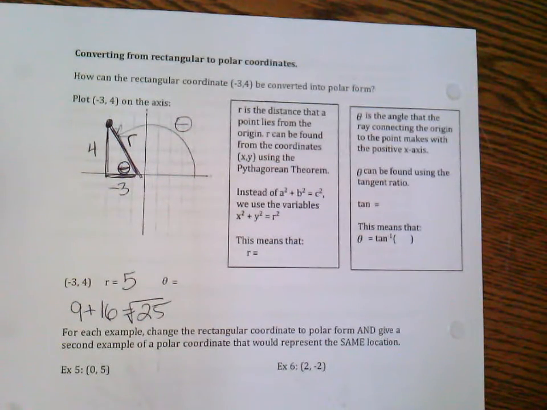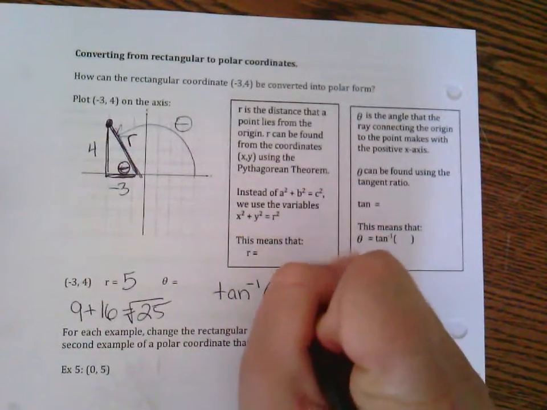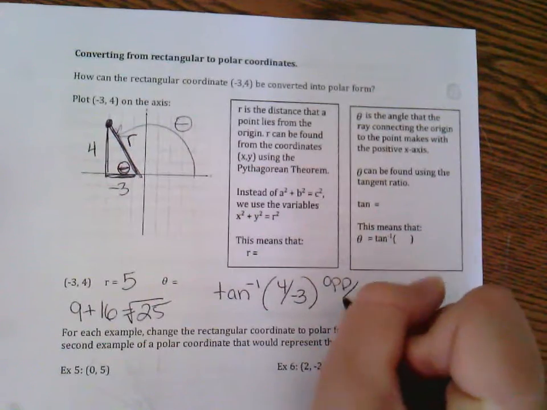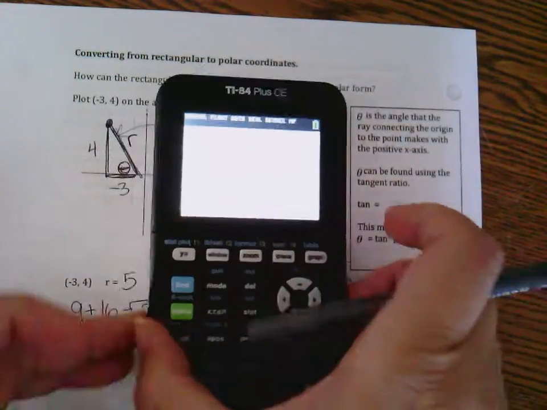And then the angle measure, when I take the inverse tangent of 4 over -3, because it's opposite over adjacent. We can do it in degrees on our calculator. You can do it in degrees or radians. I'm going to do mine in degrees. You have to be a little bit careful. Does everyone know how to do inverse tangent on their calculator?